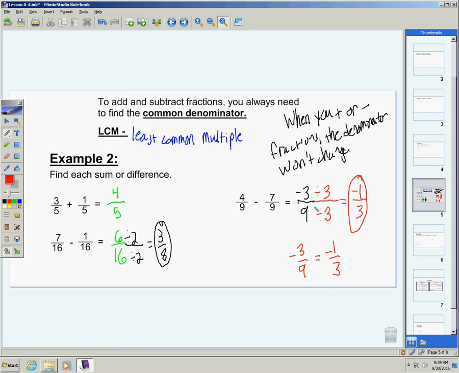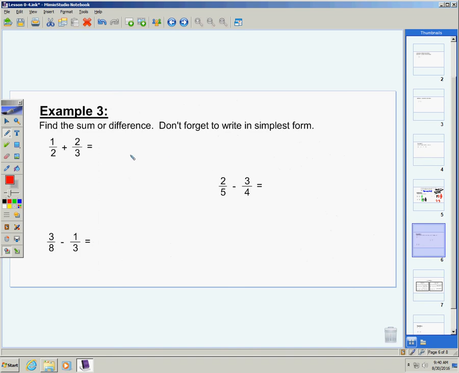Looking at example 3, we're going to find the sum or difference, and as I said earlier, I want it in simplest form. Here's where it gets a little trickier. We don't have a common denominator. When you don't have a common denominator, you need one before you can add or subtract fractions. So here's where we need to find that LCM, or least common multiple.